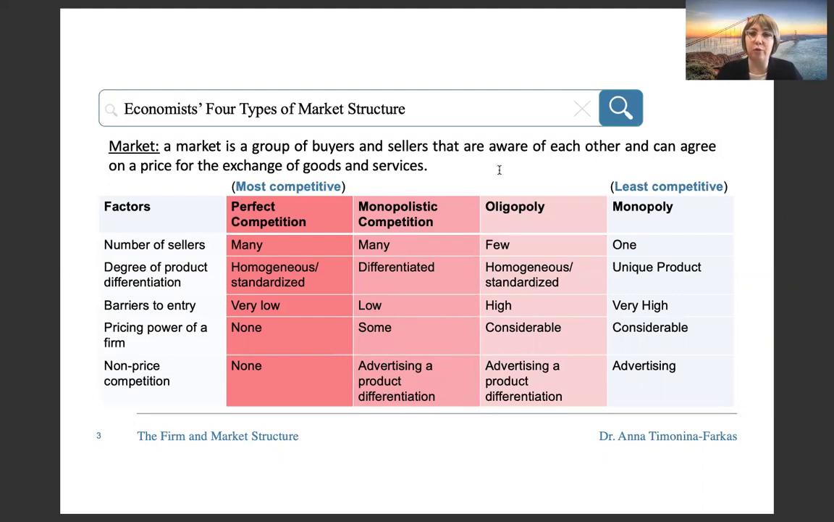The third type of market structure which we consider is oligopoly. In this market structure, there are only few firms, and this is the main difference from perfect competition and monopolistic competition. Because of a few number of firms, the firms can have considerable pricing power.